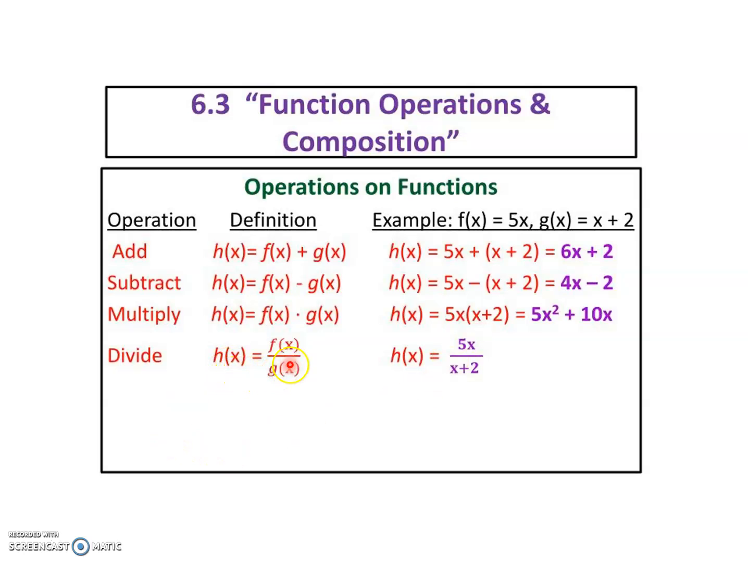Now we have to divide the term. h of x is equal to f of x upon g of x. So h of x is equal to 5x upon x plus 2. Be careful, x plus 2 is not equal to 0, always.